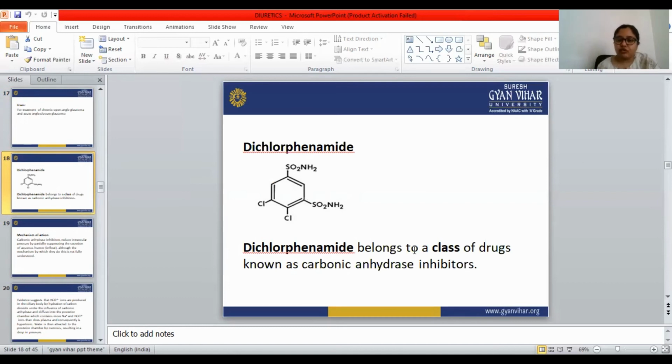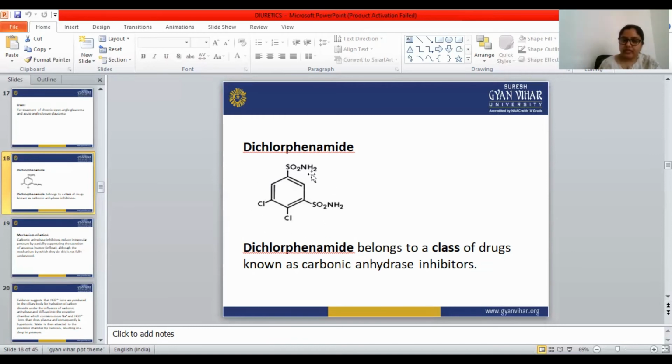Dichlorphenamide belongs to a class of drugs known as carbonic anhydrase inhibitors. In this structure there is one benzene ring, and a sulfonamide group at the 1st and 3rd positions. 1, 2, 3 and 4. At the 4th position and the 5th position there are two chloride groups. So this is the structure of dichlorphenamide.